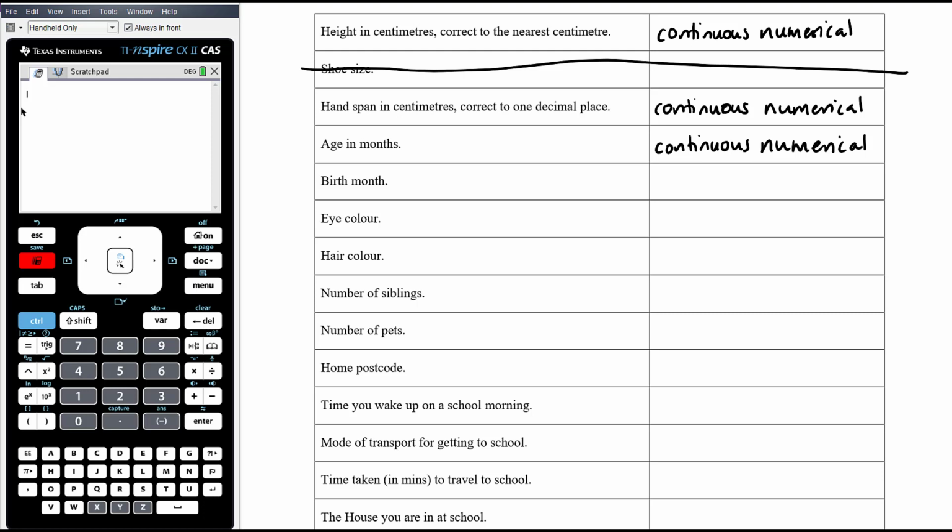Birth month. January, February, March, April, May, June, July, it's going to be one of 12 words. I'd say it's definitely categorical. But I think there's an implied order in the months. If I was going to draw a bar chart, showing the number of people born in January, February, March, I wouldn't randomly order those months. I'd put them in a particular order that we're all comfortable with, a conventional order. So I'm going to say ordinal categorical.